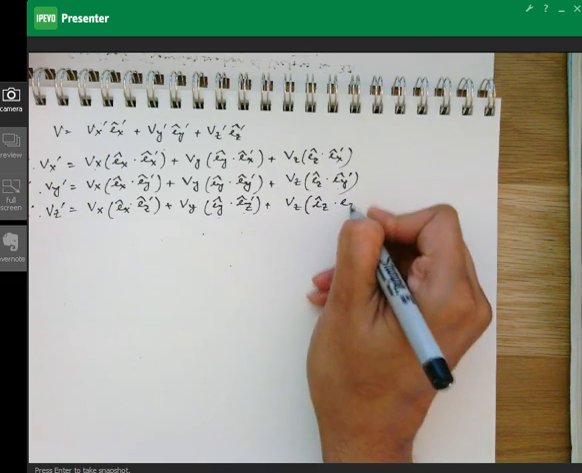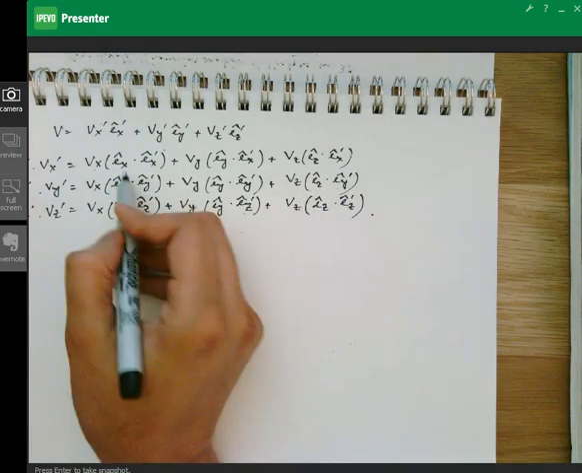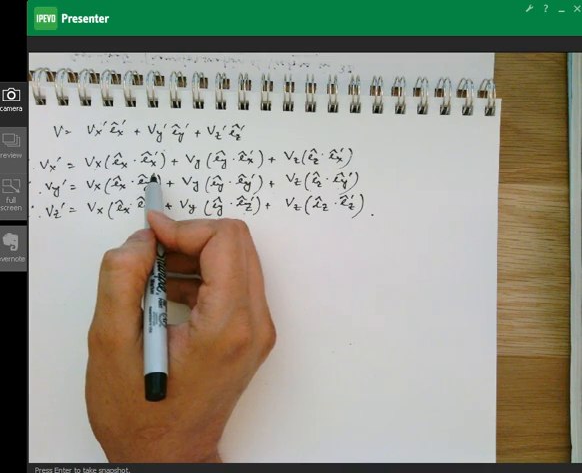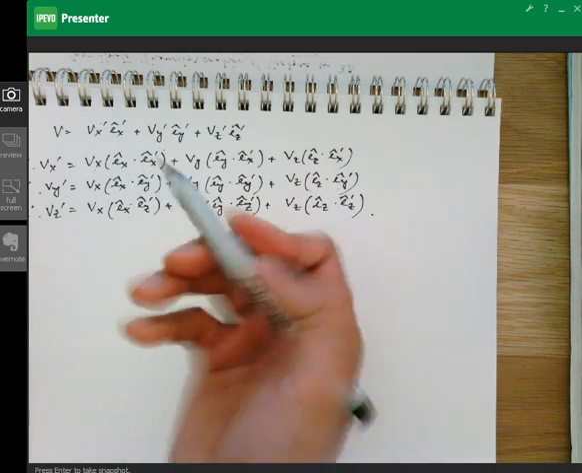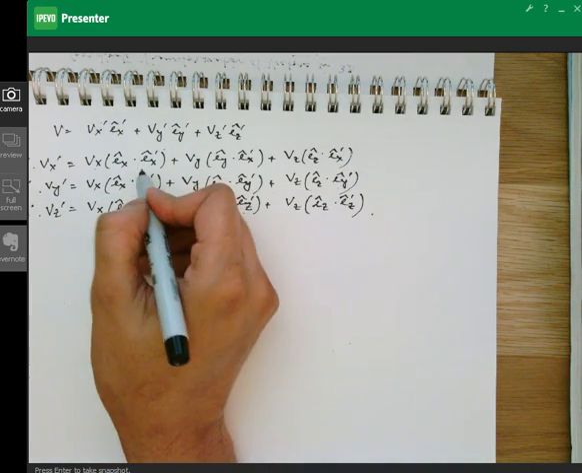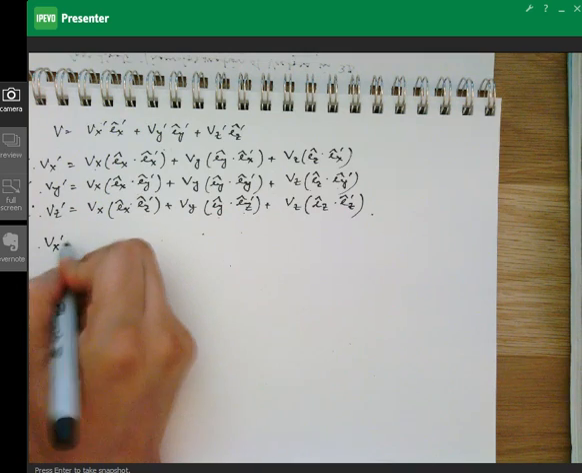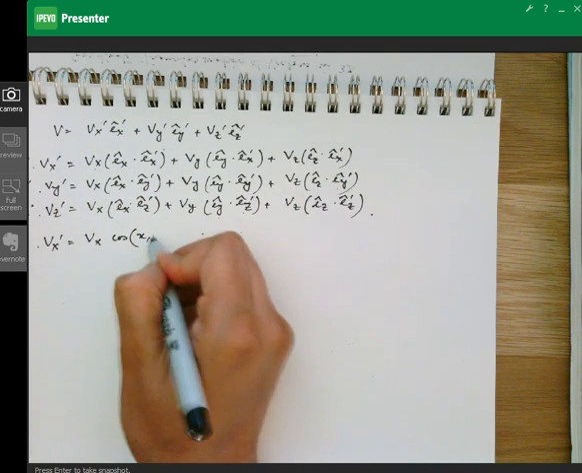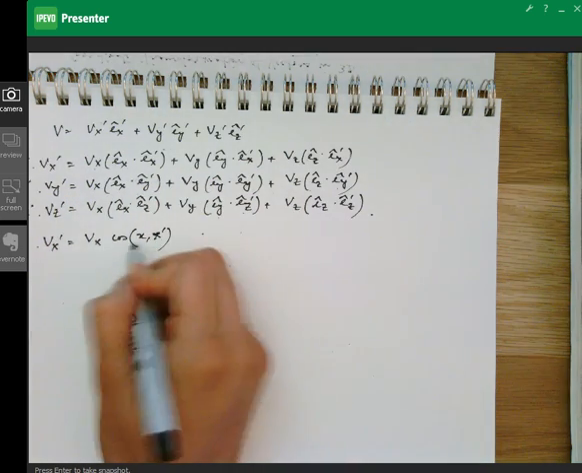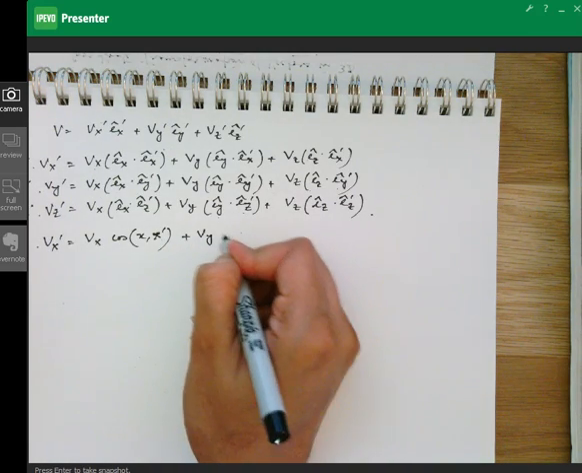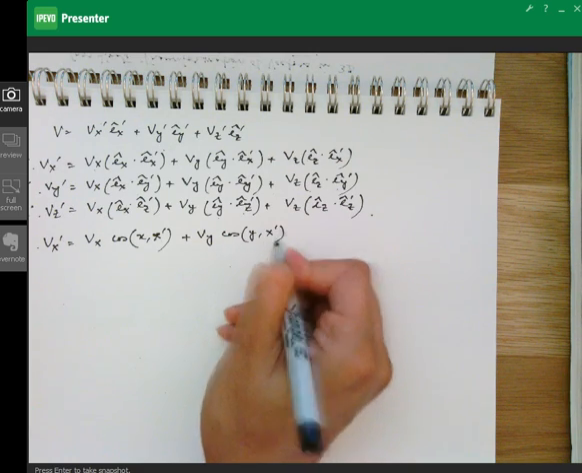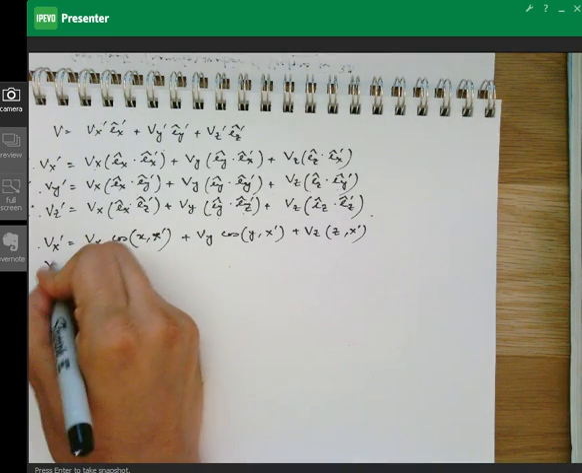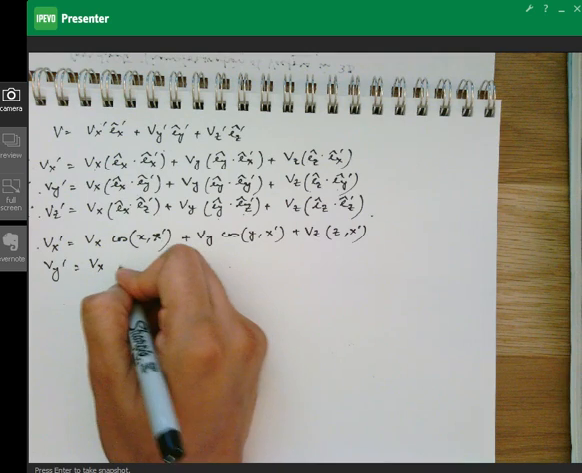And the dot product between two vectors is the product of their magnitudes times the cosine of the angle between them. So the dot product of two unit vectors is just 1 times 1 times the cosine of the angle between them, right? So we can also write this as vx prime equal to vx times the cosine of the angle between x and x prime, plus vy times the cosine of the angle between y and x prime, plus vz times the cosine of the angle between z and x prime.